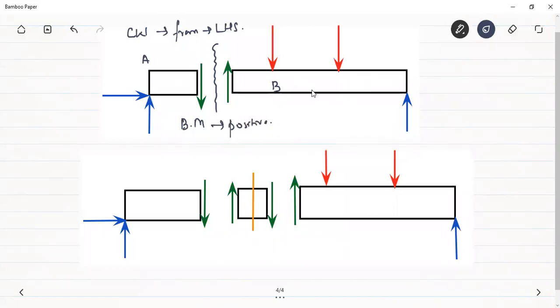And definitely the summation of all the moments created by all these loads. Now, if we are focusing on the right hand side of the section, when will the bending moment be positive? If we are taking the right hand side of the section, when the net bending moment due to all these forces will be what? In the anti-clockwise direction. That has to be in the anti-clockwise direction. Fine.